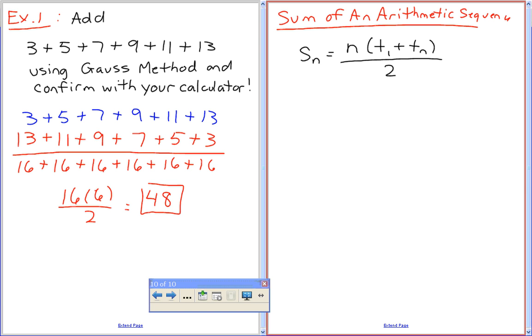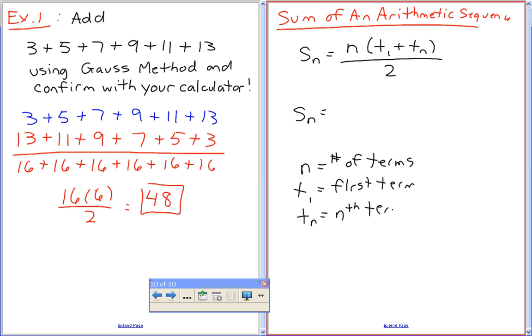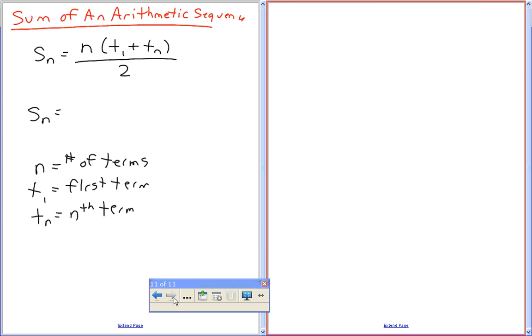Okay, there's the equation. I'm going to leave a little bit of room here because we're going to give a different version of this. I'm going to say that n is the number of terms, T1 is the first term, Tn is the nth term. And that's all I need for that. I'm going to make a new equation, so leave a little bit of room, please, for that.